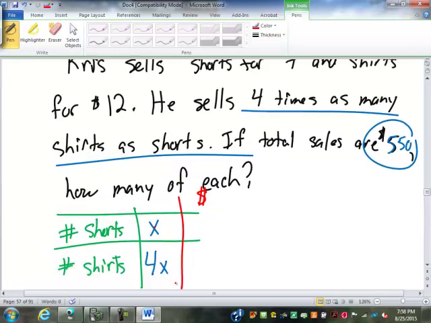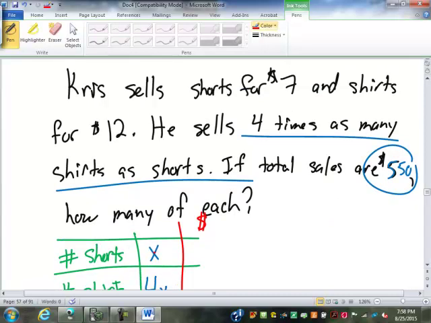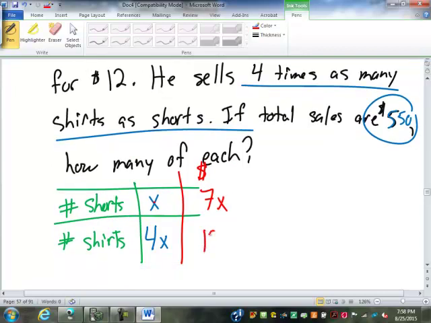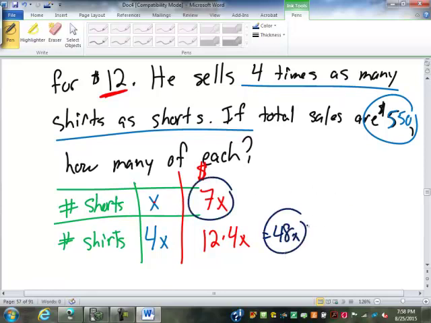Well, how much is it per pair of shorts? $7. So the dollars from shorts will be 7 times X. Dollars per shorts times the number sold. How about for the shirts? So it'll be $12 each times 4X, which is going to give us 48X. You're correct. So we have 7x plus 48x equals the $550.